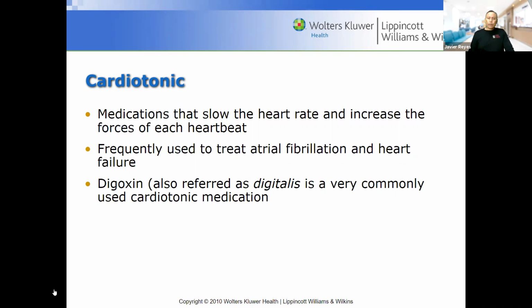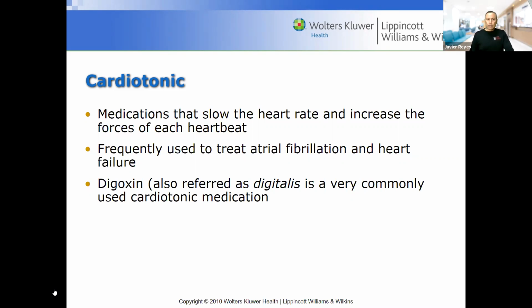Frequently used to treat atrial fibrillation, which is one of the conditions we discuss in EKG, right? Remember, atrial fibrillation is when the atria, which are on top of your heart, the upper chambers, tend to fibrillate instead of contracting. They quiver, okay? That can cause blood clots and so on. So digoxin could be used to treat this. Digoxin is the most common one that you're going to see. It's a cardiotonic. And one of the main things that we need to look for is the heart rate.